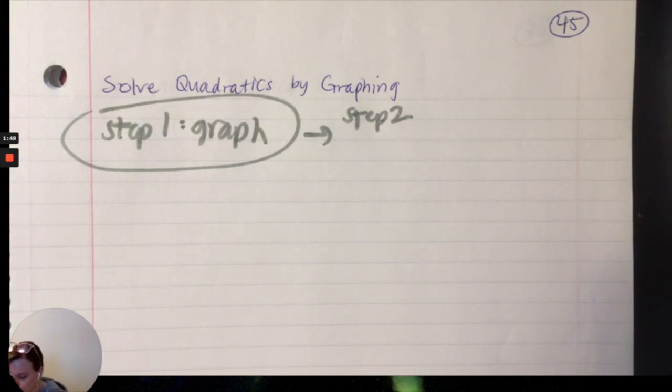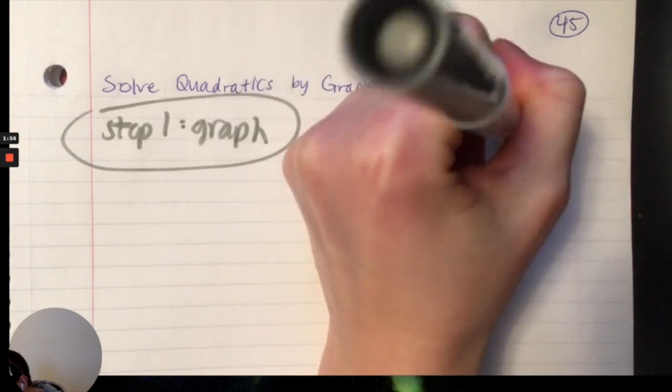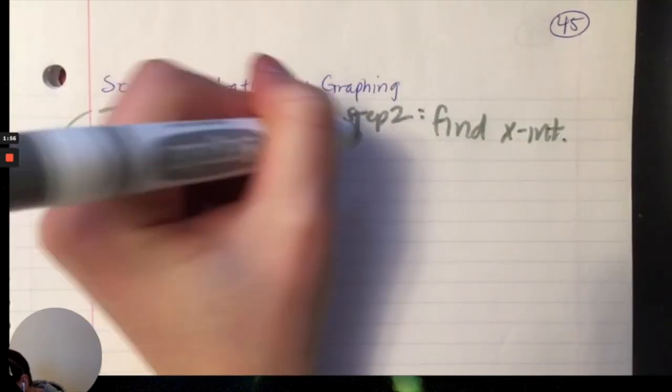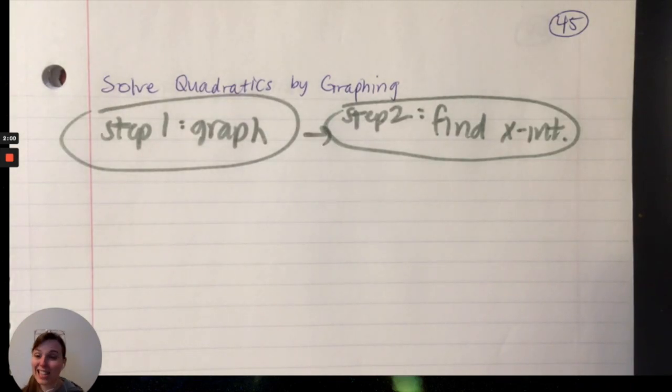Okay, so step 2, find x-intercepts. And we're going to use x-intercept so often. If you want to abbreviate it with x-int, go for it. So solving quadratics by graphing, x-intercepts are actually really important. If you were launching a rocket, you want to know when it's going to hit the ground.